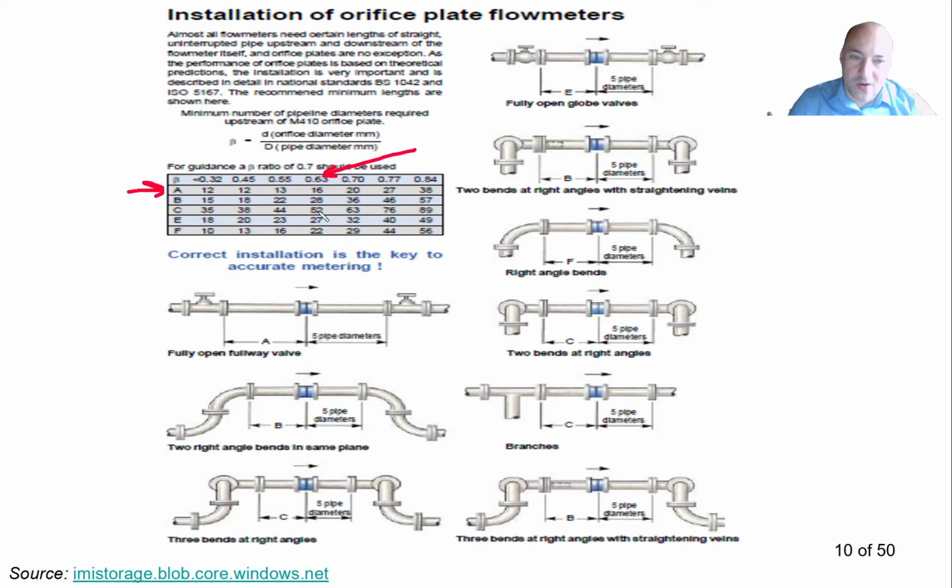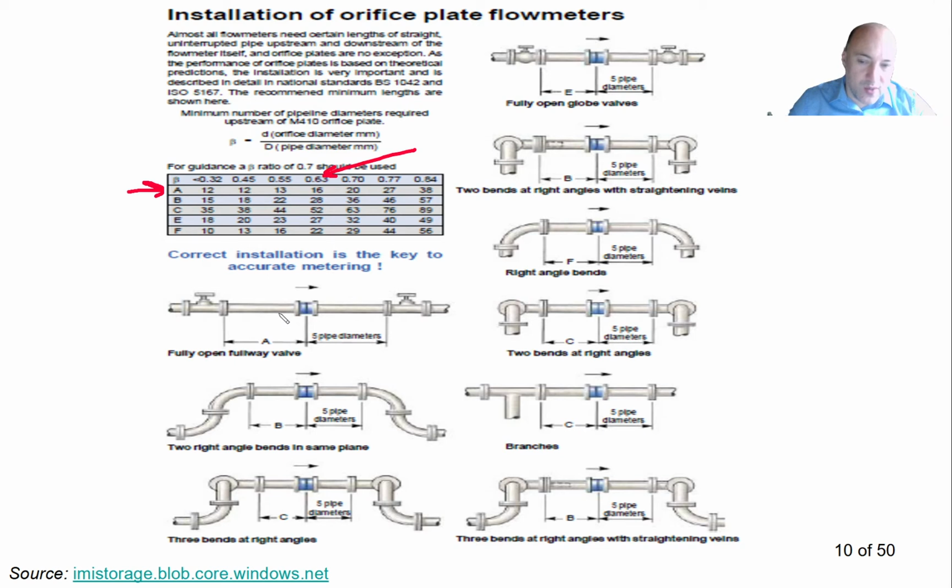Let's take a look at case C here. Case C is where we have 3 right angle bendings. That looks quite extreme, but there is a bending that goes like that, then a bending that goes straight into the plane, and then a bending that goes in the right direction. So in this case, you can see 52.